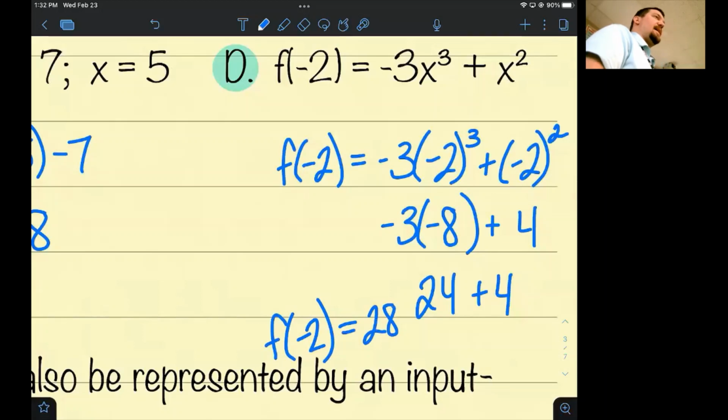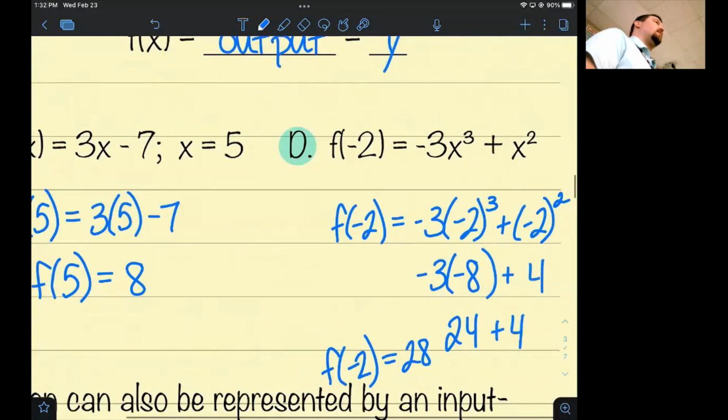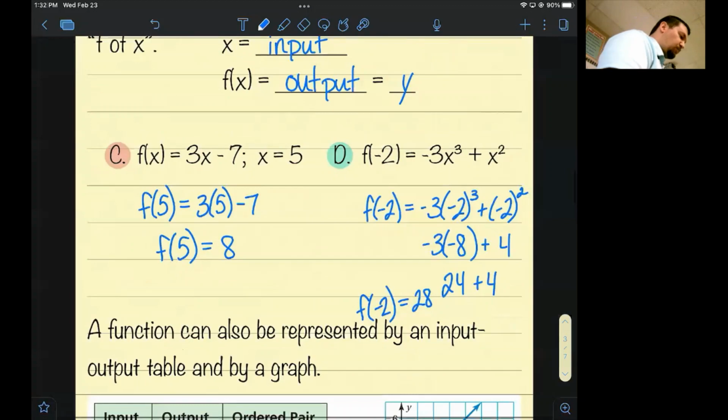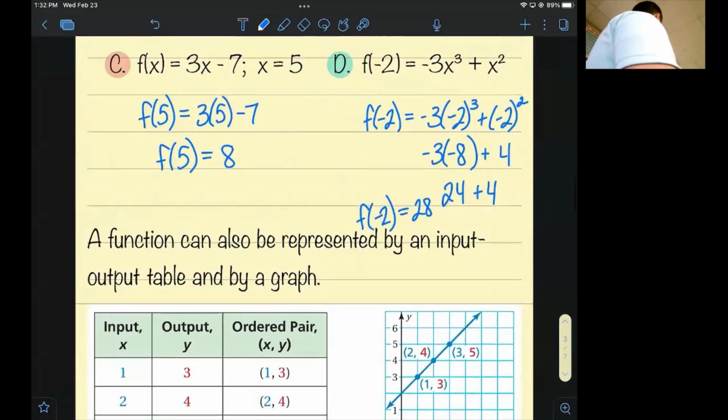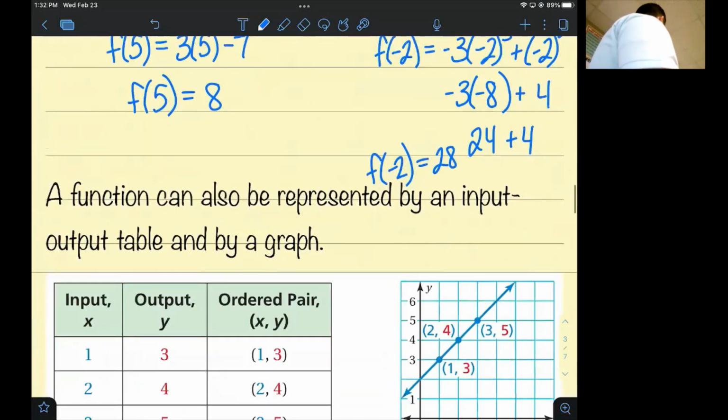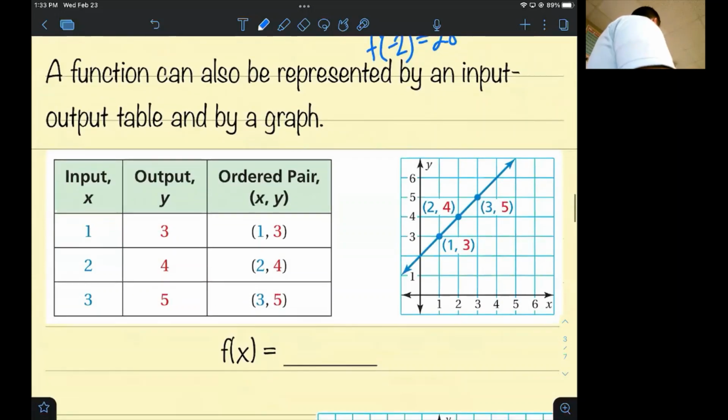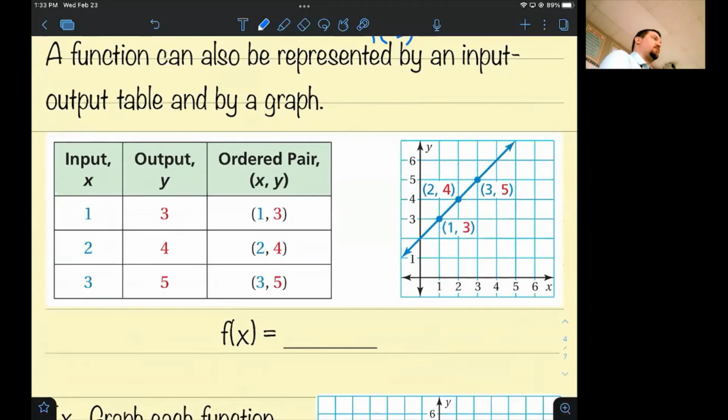That's how I could write that. And so that's literally the coordinate point, -2, 28. I know for sure that that's somewhere on this mess of a graph. A function rule can also be represented by an input-output table and by a graph. We looked at the input-output tables yesterday, even with the mapping diagrams.